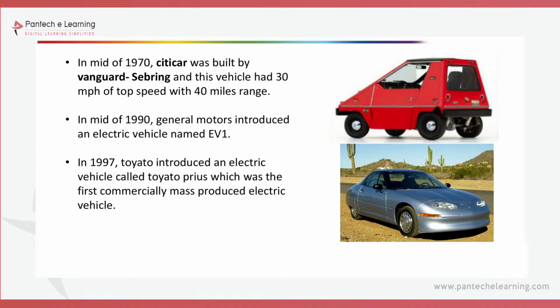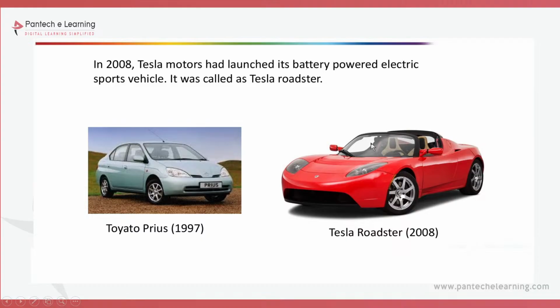In 1990, General Motors introduced the electric vehicle named EV1. In 1997, Toyota introduced the Toyota Prius. This is the first commercially mass produced vehicle, sorry, not India, in the US. In 1997, the Toyota Prius was the first commercial version, developed by Toyota. So the car name is Toyota Prius.